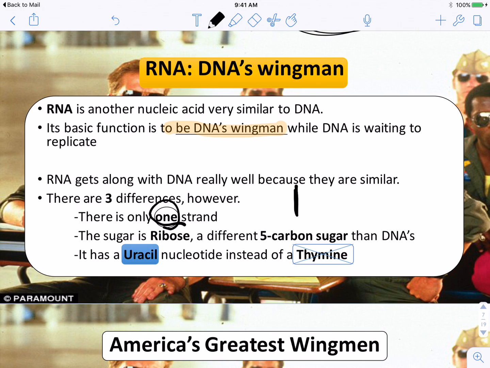It has a 5-carbon sugar, a pentose, pentagon, pent is 5. It has a pentose, but it's a little bit different than DNA's. Also, it has a uracil, which means it will have a U instead of a T. Again, I've crossed out the T to remind you that RNA doesn't have it.